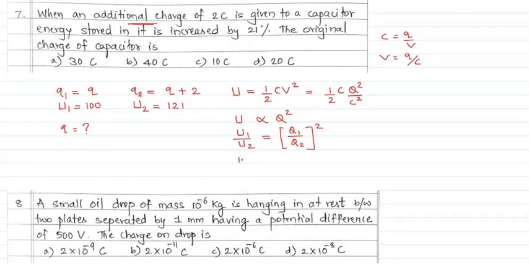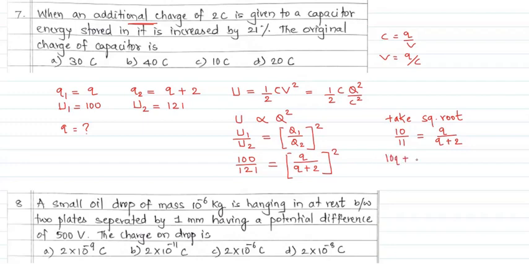Substitute the values. 100 by 121 is equal to Q1 is Q, Q2 is Q plus 2 bracket square. Now, if you observe, LHS is also a perfect square. So take square root on both sides. If you take square root, you will have 10 by 11 is equal to Q by Q plus 2. Cross multiply, you will have the answer.